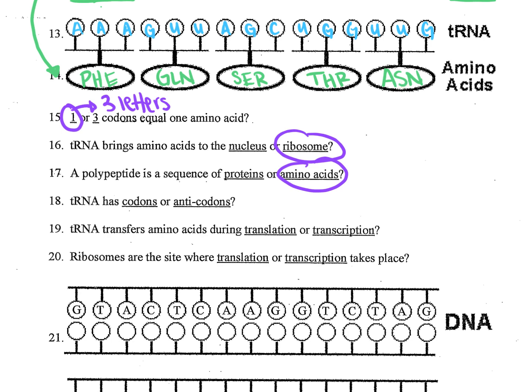Okay. tRNA has codons or anticodons? Good. tRNA transfers amino acids during translation or transcription? Okay, this is translation. And then ribosomes are the site where translation or transcription takes place. This one's also translation.